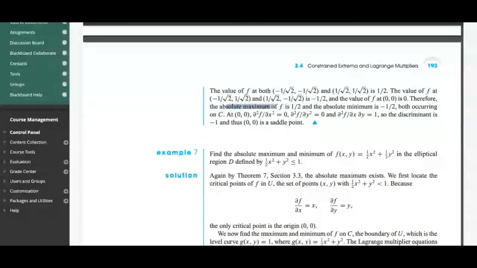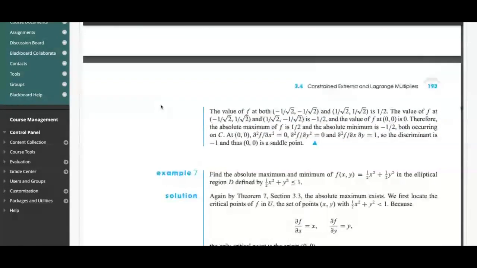So the absolute maximum is f equals one half. Whichever points give a function value of one half, those 2 points are the absolute maximum. And those 2 points give negative one half. And (0, 0) gives 0, which is in the middle of negative half and a half. So those 2 points give the absolute minimum.